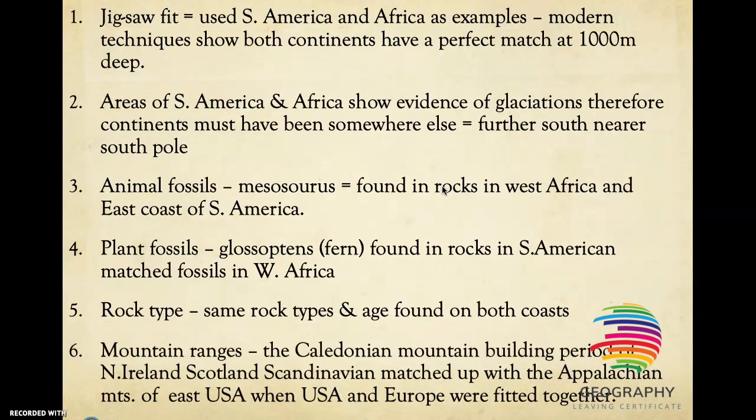And finally, he looked at mountain ranges. Fold mountains, when they occur, they fold in a certain shape or in a certain direction. He used the Caledonian mountain building period. In Northern Ireland, Scotland, Scandinavia, all those folds matched up with the Appalachian Mountains of the USA, when the USA and Europe were together at one stage. So he was able to match the folds and the bends of those mountains in Northern Ireland, Scotland, Scandinavia, to match them up with the USA. So those were his 6 observations.